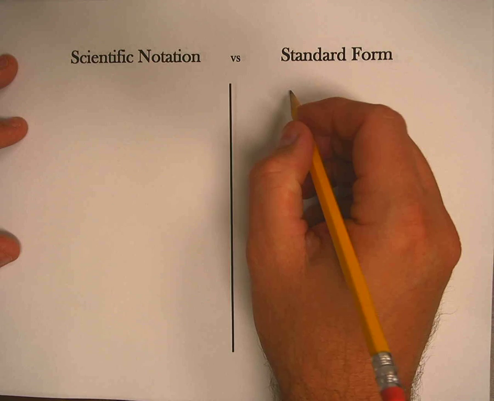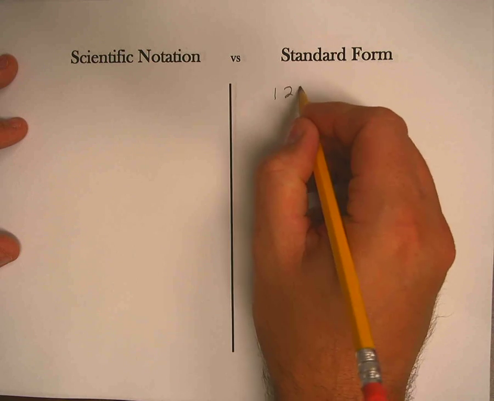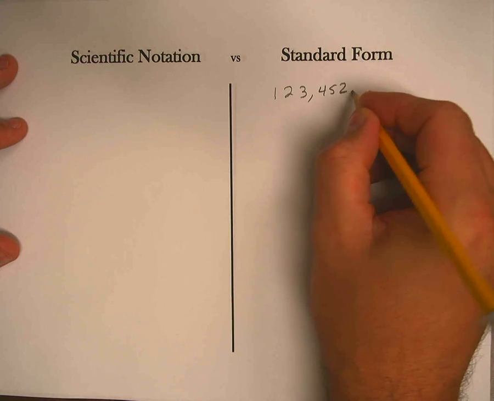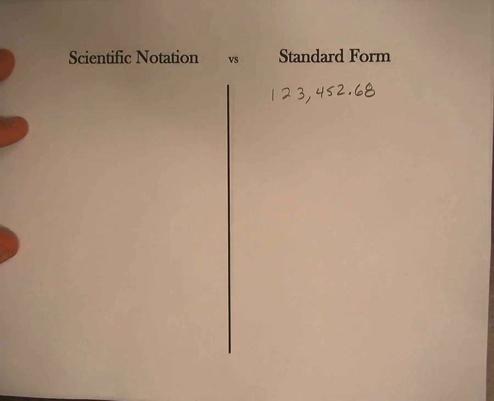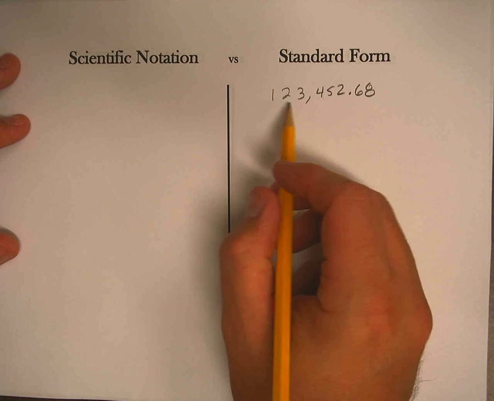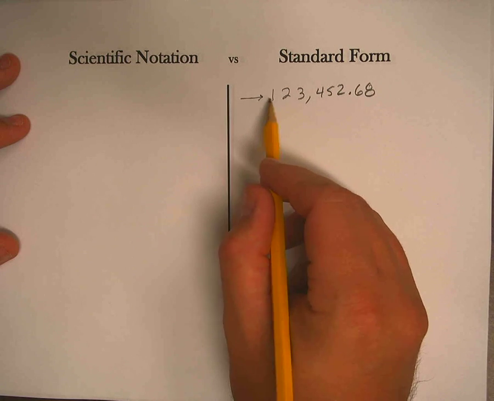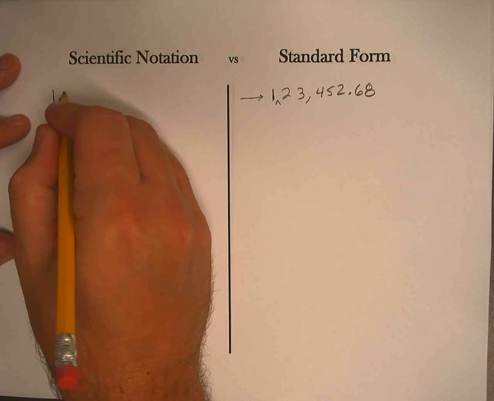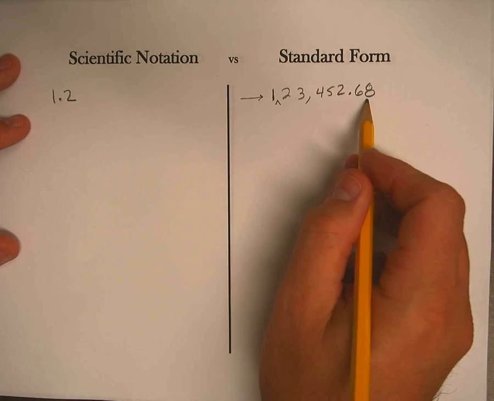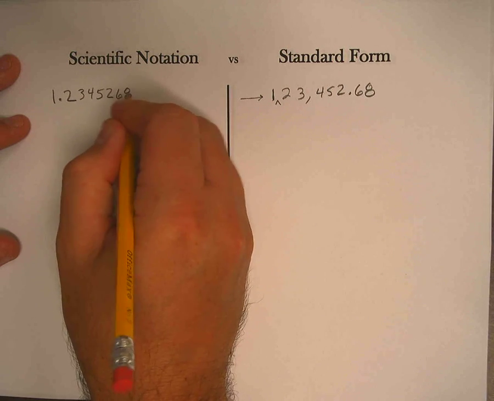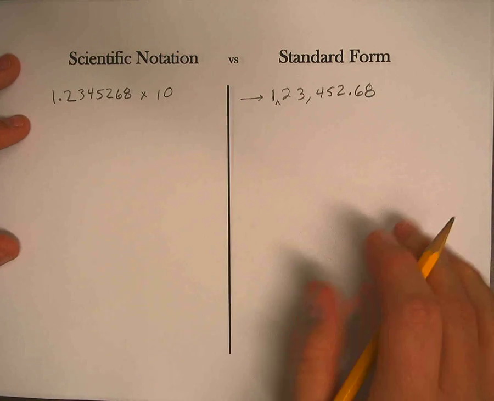Let's take in standard form the number 123,452.68. Pretty big number. Let's practice writing that in scientific notation. Now we're going to move the decimal starting from left to right after the first non-zero number. So that means we're going to move the decimal to here. So let's write that over here, 1.2. Now all of these are significant digits, so we have to copy those down. Not always the case when we're converting from one to another, but it is in this case.